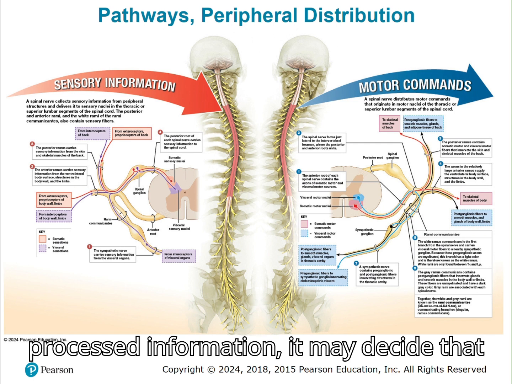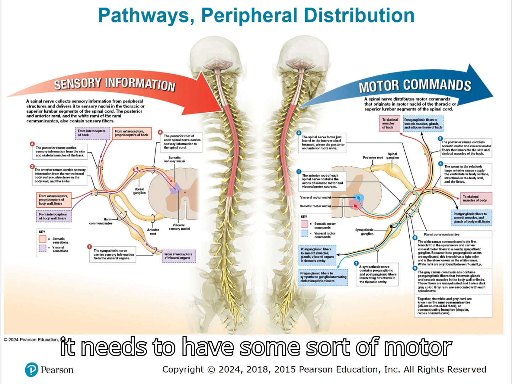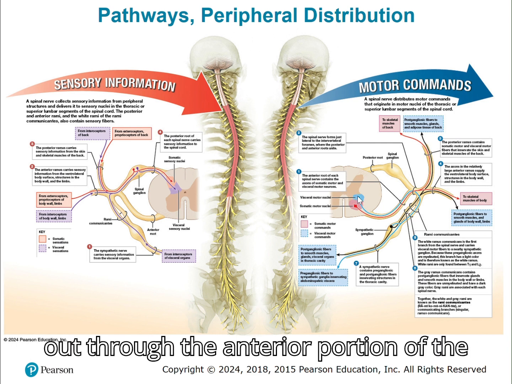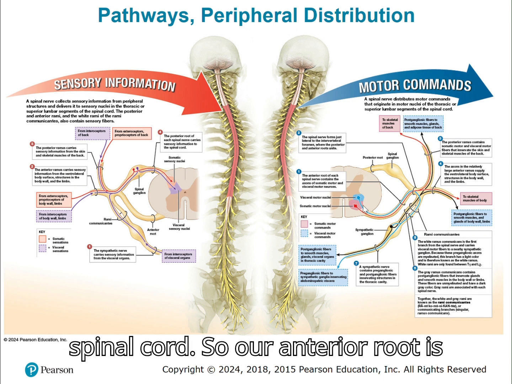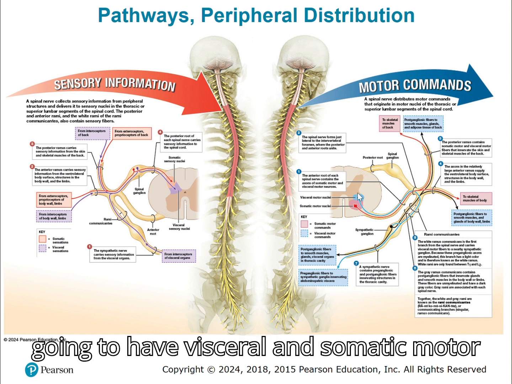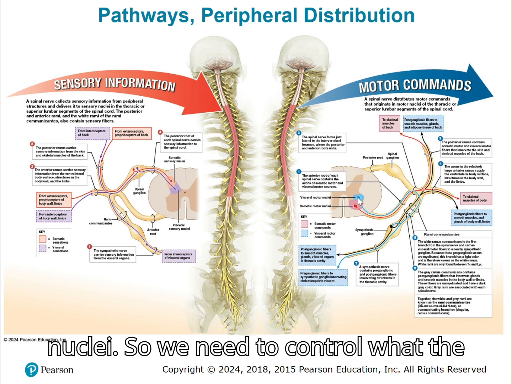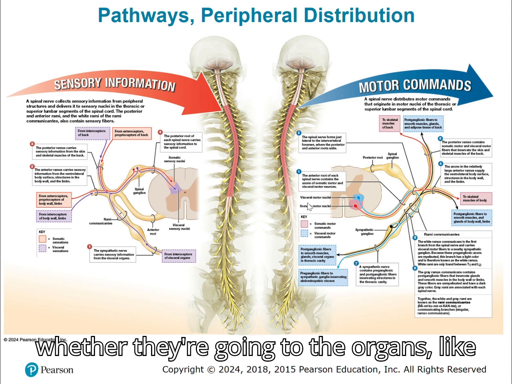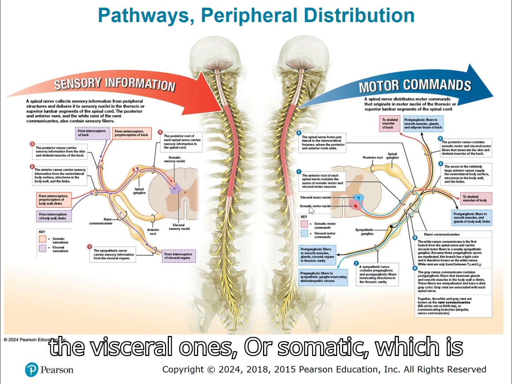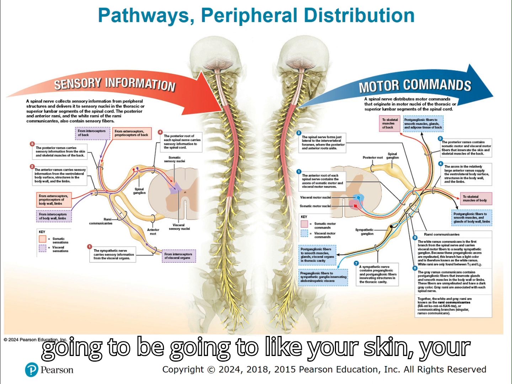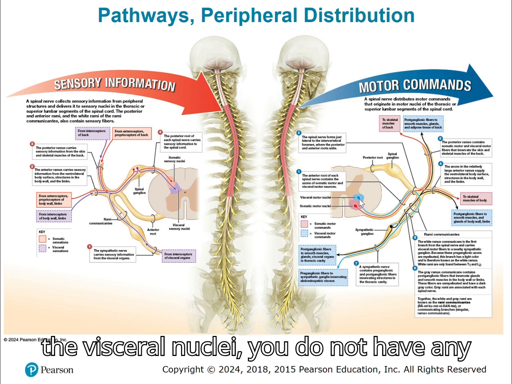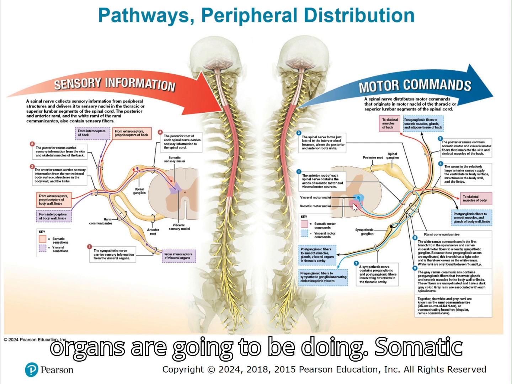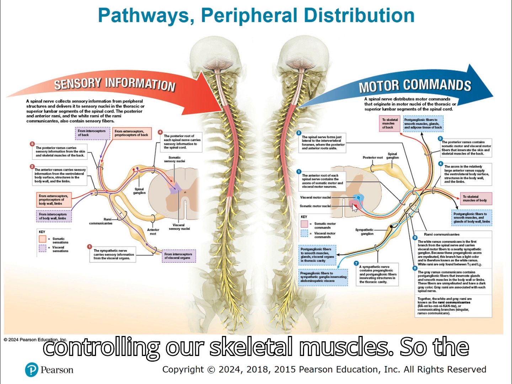Now, once the brain has processed information, it may decide that it needs to have some sort of motor command that's going to happen because of it. So the motor commands are then coming out through the anterior portion of the spinal cord. So our anterior root is going to have visceral and somatic motor nuclei. So we need to control what the motor nuclei are going to be doing, whether they're going to the organs, like the visceral ones, or somatic, which is going to be going to like your skin, your muscles, your joints sort of thing. So the visceral nuclei, you do not have any control over that. That's what your organs are going to be doing. Somatic motor nuclei, this is going to be controlling our skeletal muscles.